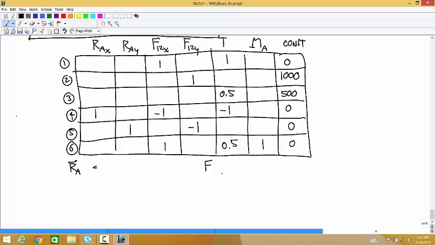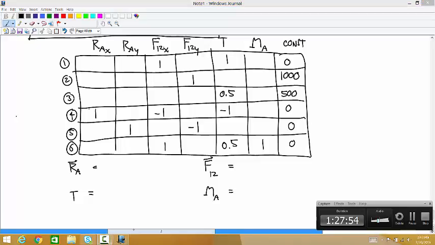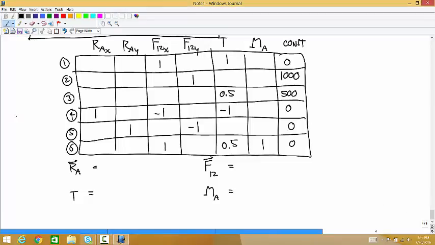So could you guys solve that and let me know when you have answers? F12X I got negative 1,000. F12Y I got 1,000. RA I got 0, 1,000. And MA I got 500. 500?